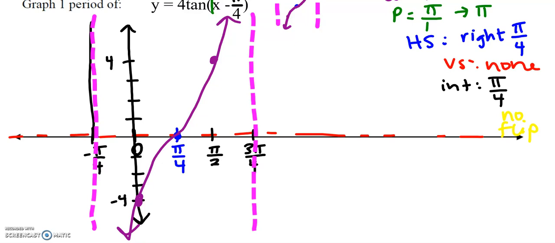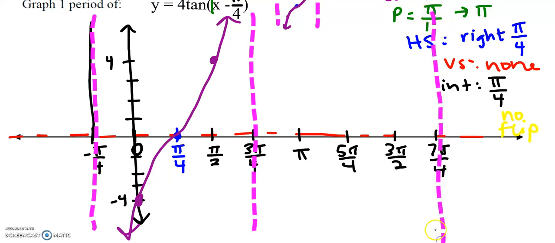Now I could keep going, right? We know this thing is periodic. It's going to repeat. So I was at 3 pi over 4. This would be 4 pi over 4 and 5 pi over 4 and 6 pi over 4 and 7 pi over 4, where I again would hit a vertical asymptote. This would be the crossing point. This one would go to the low stretch. This one would go to the higher stretch and then continue to the infinities.